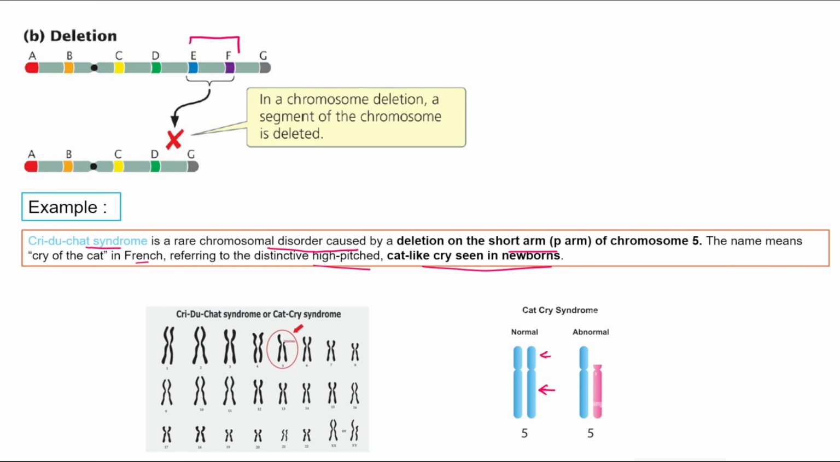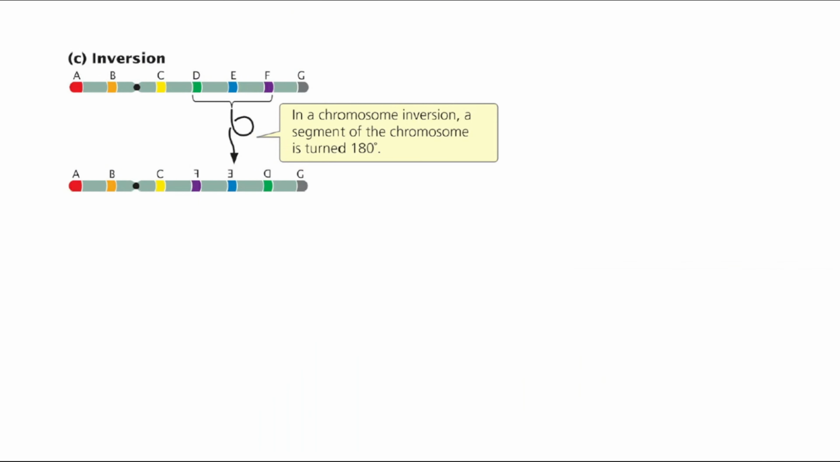Next is the inversion mutation, in which a chromosome segment is inverted, turned 180 degrees. Here is the original chromosome segment, A, B, C, D, E and F. This D, E, F is inverted, turned 180 degrees, and that may disrupt gene regulation. This mutation is called inversion mutation. Inversion mutation is of two types: one is paracentric and another is pericentric.